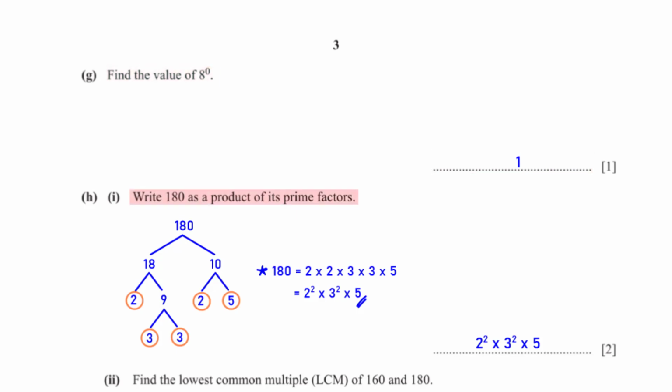Write 180 as a product of its prime factors. 180 can be written as 18 times 10. 18 can be written as 2 times 9. 2 is a prime number, so we circle it. 9 can be written as 3 times 3. 3 is a prime number, so we circle both. 10 can be written as 2 times 5. 2 and 5 are prime numbers, so we circle them. So 180 equals 2 times 2 times 3 times 3 times 5. We can leave this as our final answer, or we can rewrite it as 2 squared times 3 squared times 5.